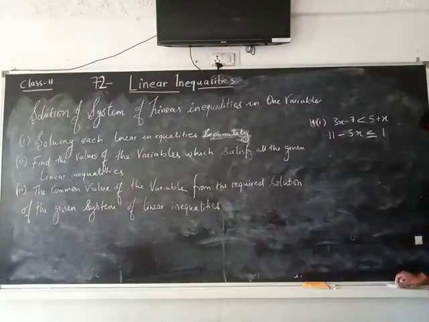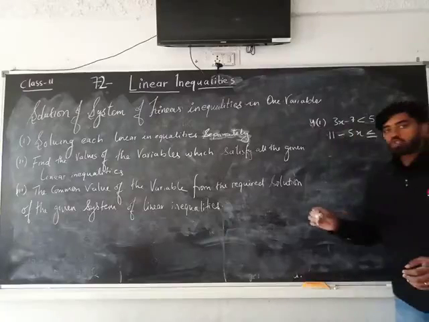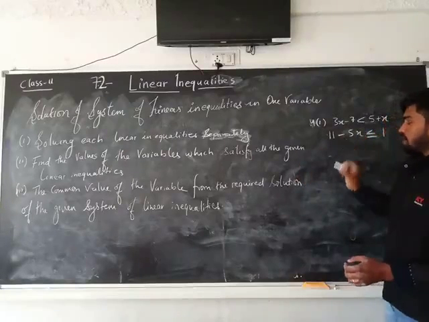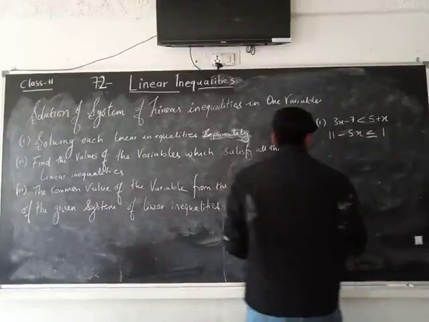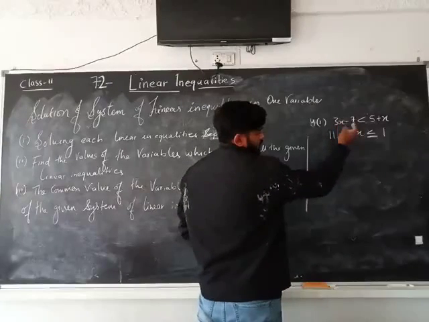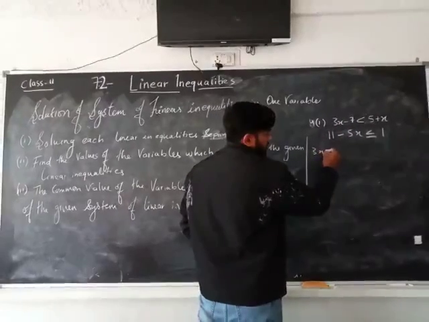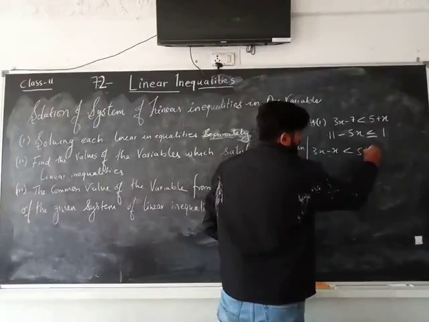I don't want to erase that part because it is going to help us understand what to do in this question. The very first part says you need to solve the two different inequalities that have been given. You have to solve both of them separately. So we are going to solve them separately. The very first thing is this. I'll bring 3x minus x is less than 5 plus 7.